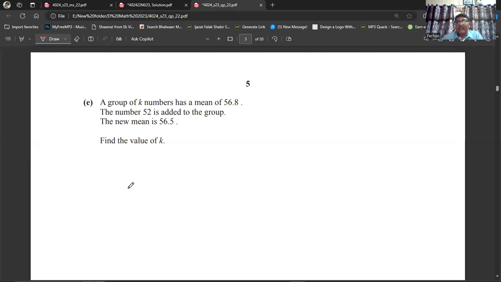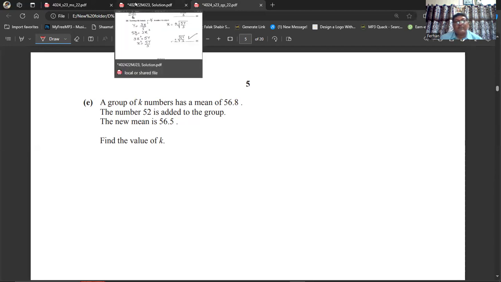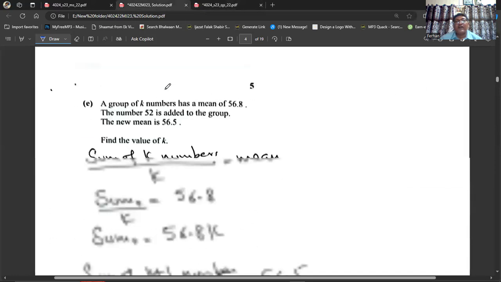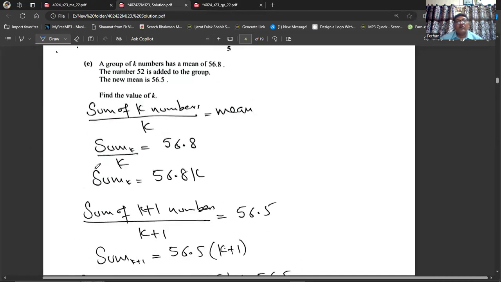So the number of observations are k. So the mean is 56.8. So you can find the sum. The sum is the mean multiply the number of observations. Then you added 52 in it, and the new mean is 56.5. Now the number of observations has become k plus 1. From here, I will find the sum of the k plus 1 observations. And then from both the sums, we know that the difference between them will be 52. From there, I will be able to find out the value of the k. Okay.